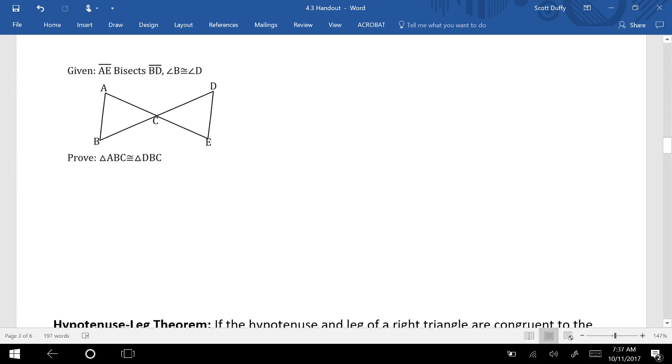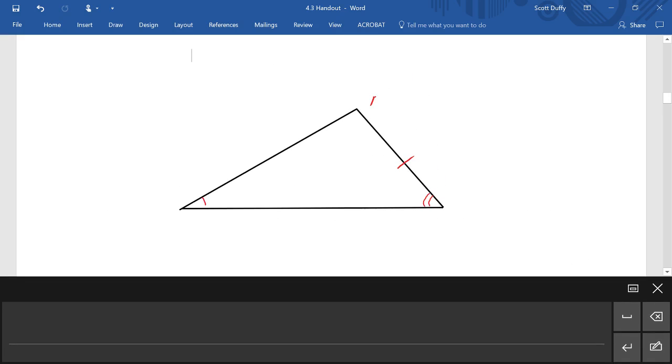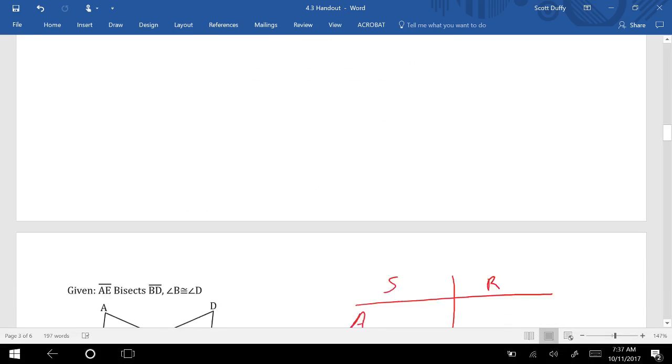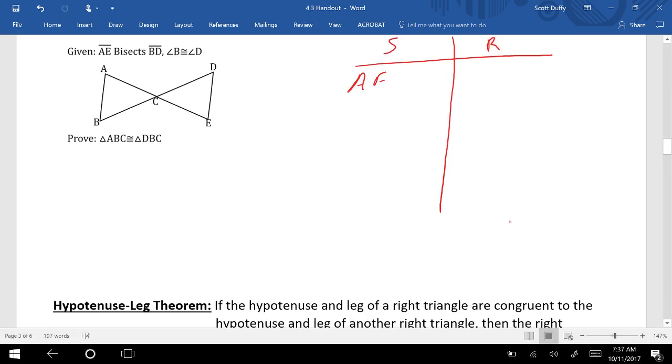Now, a proof. We'll do this one together. We're given that AE bisects BD. So, statement, reason, AE, say, bisects BD. So what we know is that AE cuts BD in half.